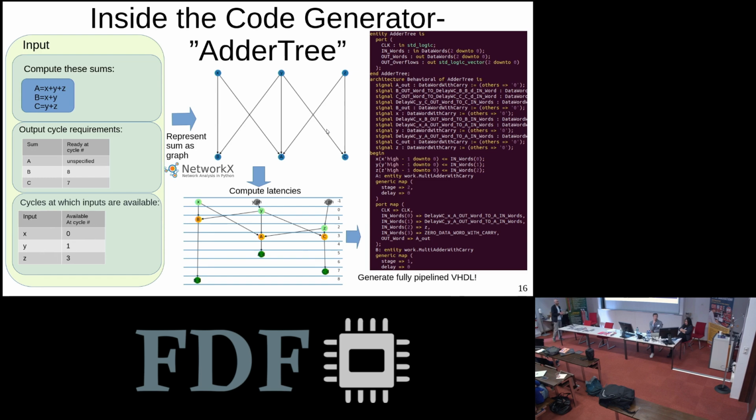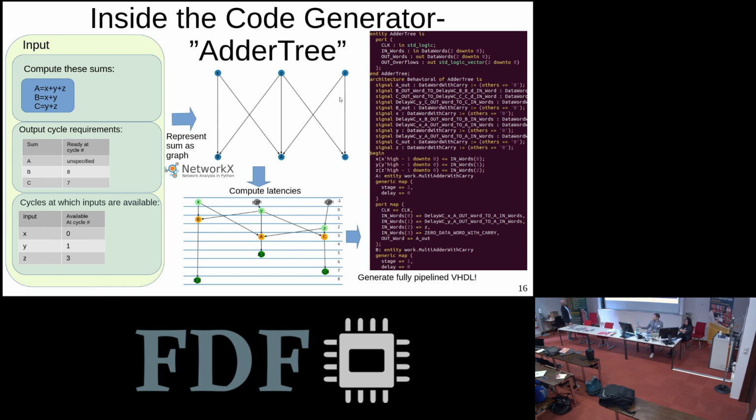So the main component of how I did this was this adder tree that I came up with, which is based on the NetworkX package in Python. Just a simple example. Let's say we want to compute 3 sums, A, B, and C, and we have 3 inputs, X, Y, Z, and the sums should look like this. We can specify the output cycle: A should be ready whenever it's ready, we don't care. B should be ready at cycle 8, C should be ready at cycle 7. And also the inputs can be available at different cycles. So X ready at 0, Y at 1, Z at 3.